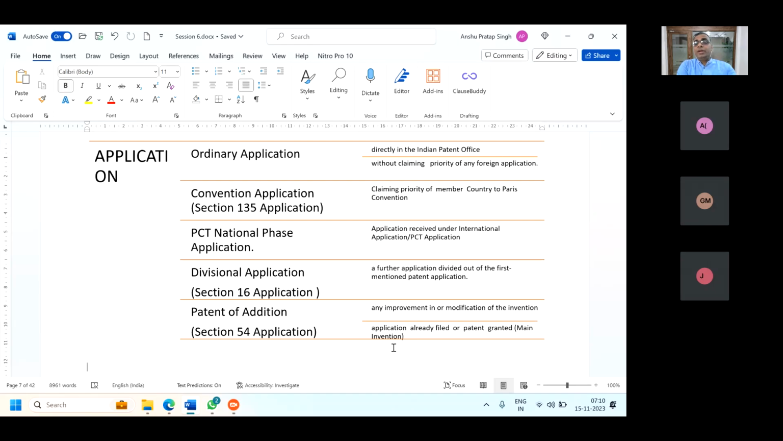And if there is a patent of addition, that means there is a modification or improvement over the existing patent or applied for patent. In that case, you can go for the modification or improvement which you consider can be patented. This application will be called a patent of addition.